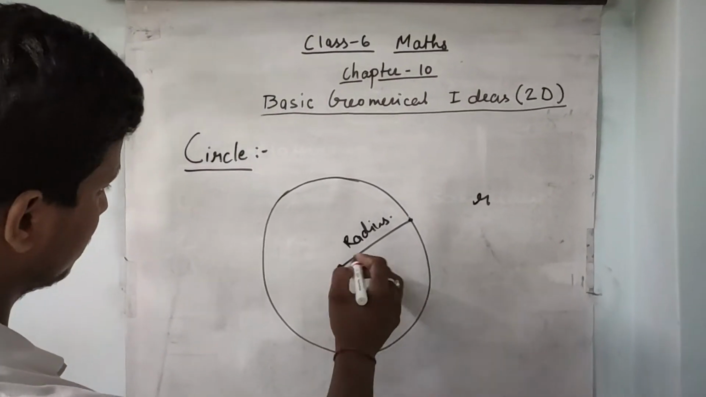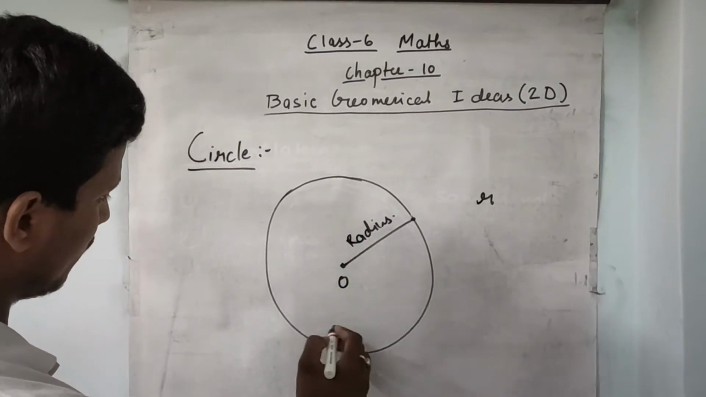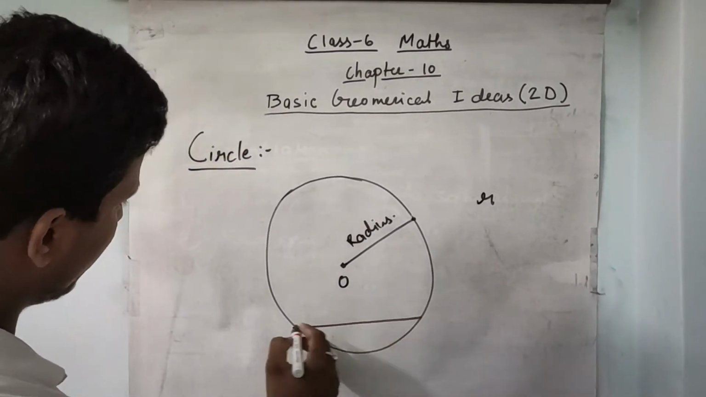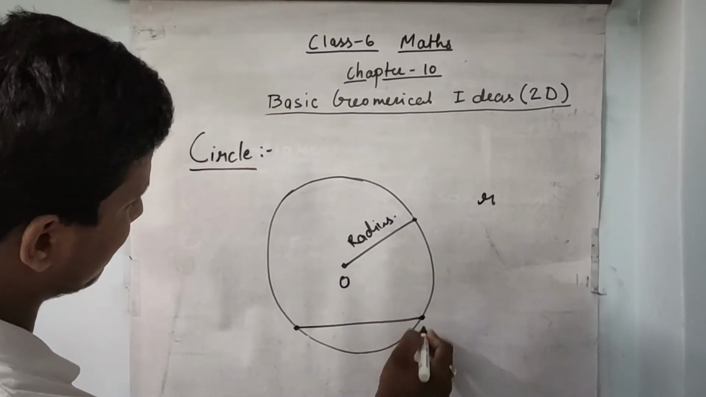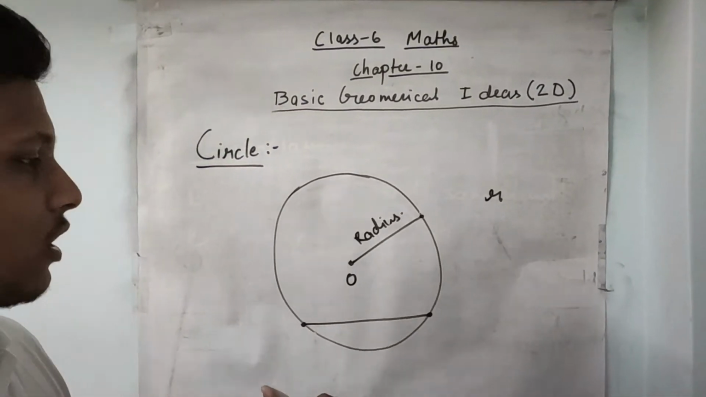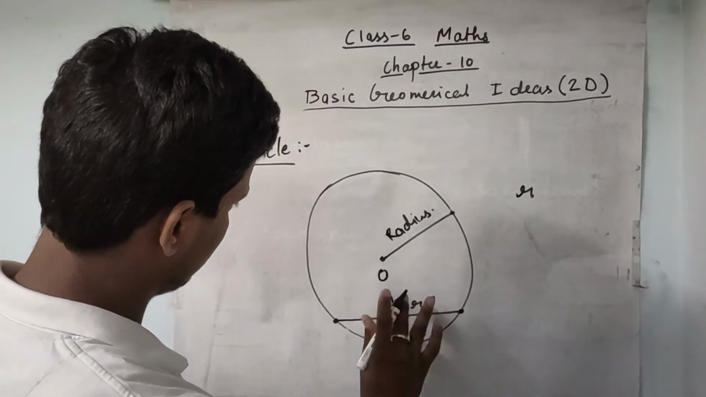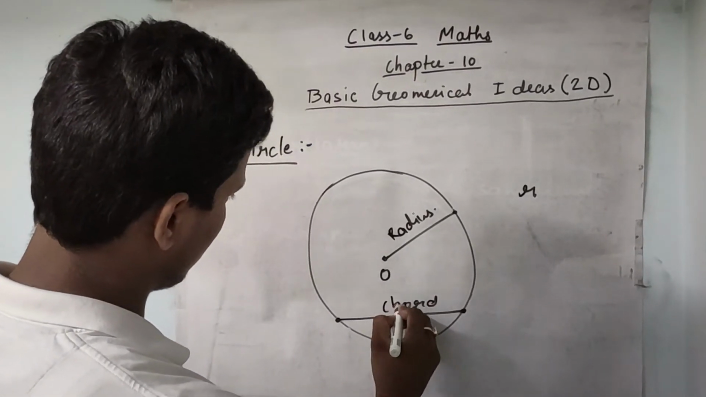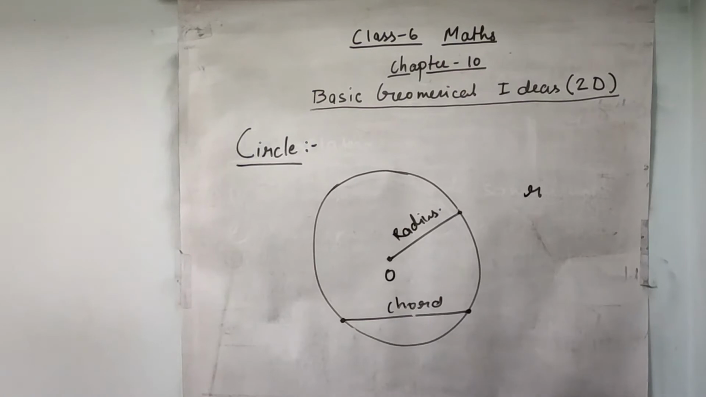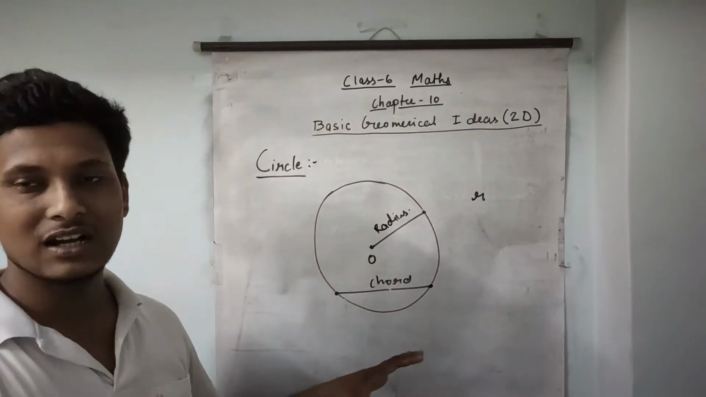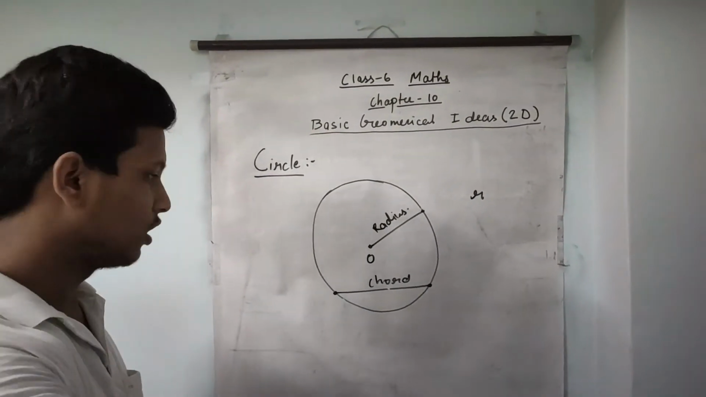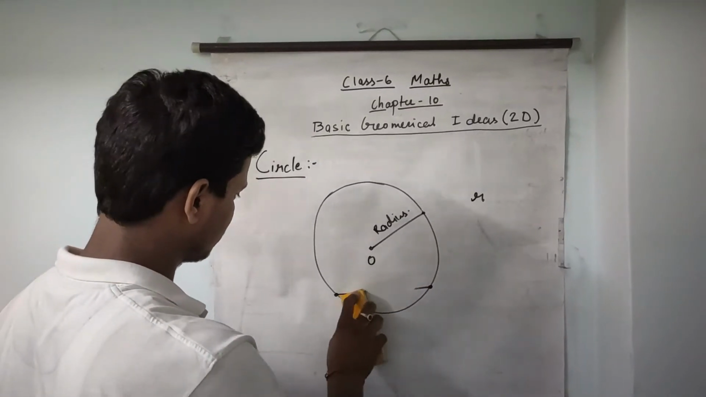Next part is chord. If we join any 2 points on the boundary of the circle, then it is called a chord. So the line joining any 2 points on the circle is called a chord. Okay, that is chord.